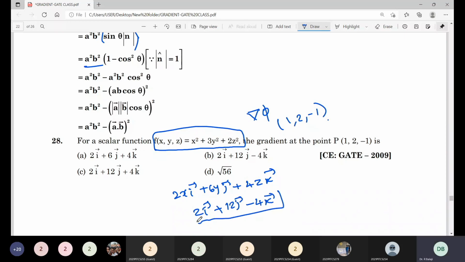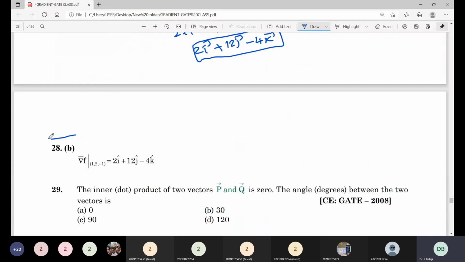Right. So option B is the correct answer: 2i vector plus 12j vector minus 4k vector. Let me check now. Yes, the correct answer is B.